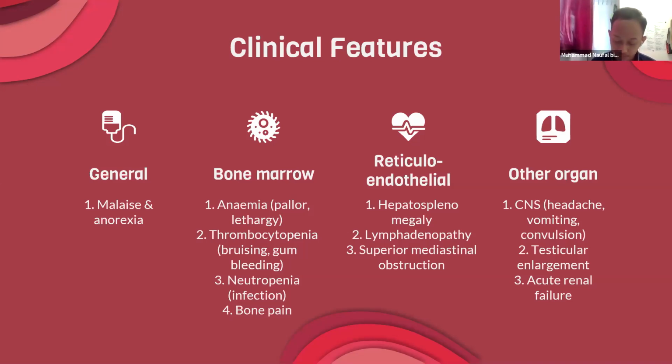patient. First one is CNS. The patient can present with headache, vomiting, convulsion, and also nerve palsy. The patient also can have infiltration at the testis and can cause testicular enlargement. And also the lymphoblast can infiltrate the kidney, which causes acute renal failure.